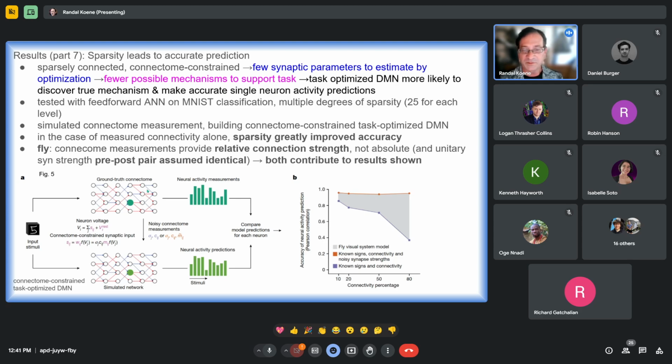Those were constructed with multiple degrees of sparsity, and for each of those degrees of sparsity, they trained 25 networks. The connectome measurements that were made in the artificial networks were then used to build corresponding task-optimized DMN models. And what they found is that sparsity indeed greatly improved accuracy. Now, in the fruit fly data, the EM data set allows for some measurement of things like relative connection strength in addition to connectivity constraints, and both of those things contribute to the results.